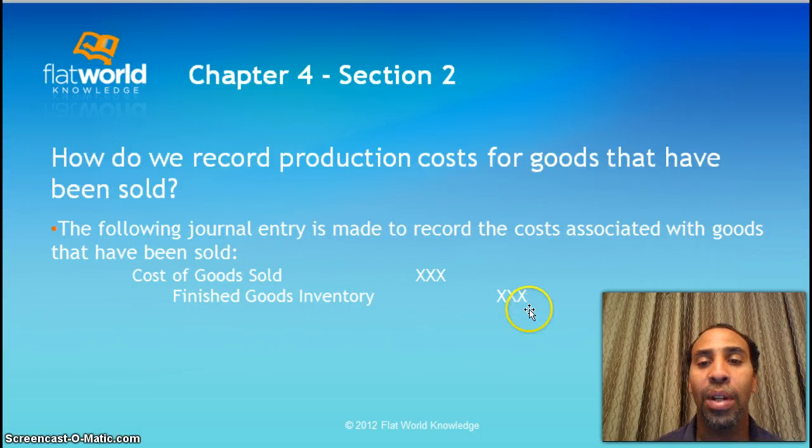So how do we record production costs for goods that have been sold? The following journal entry is made to record the costs associated with goods that have been sold. Like I just indicated, it moves from finished goods inventory over to cost of goods sold, because now it goes from being an asset, finished goods inventory, right? It's still in house, still looks good, nice and shiny, to being sold to someone else, and hopefully they're satisfied with our product.